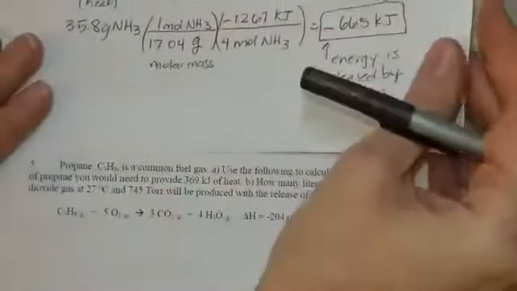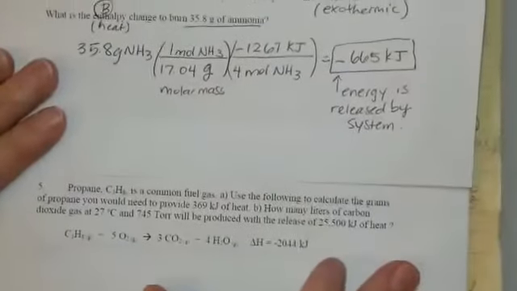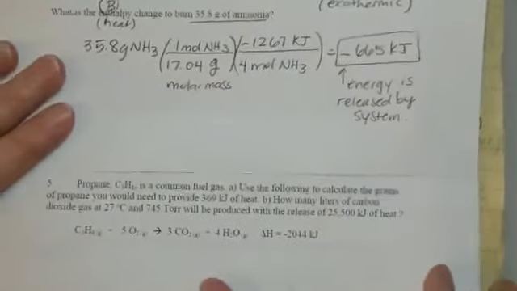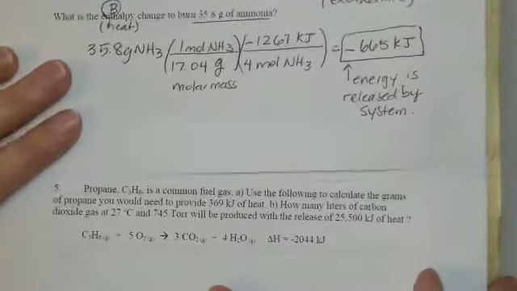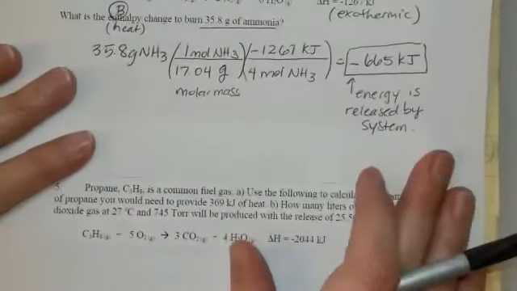Let's try another one. All right, so on the next page, it says we've got propane, which is C3H8, is a common fuel, right? We use it in our gas grill.